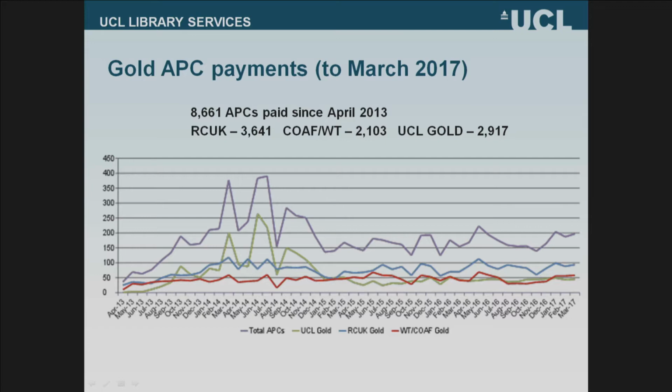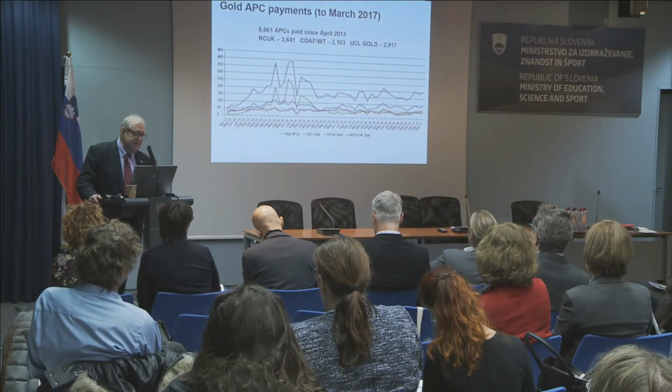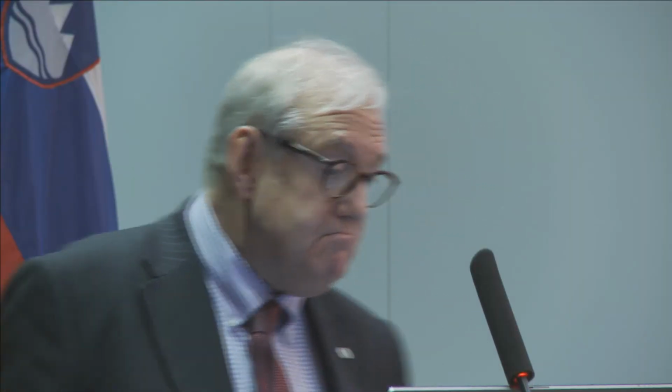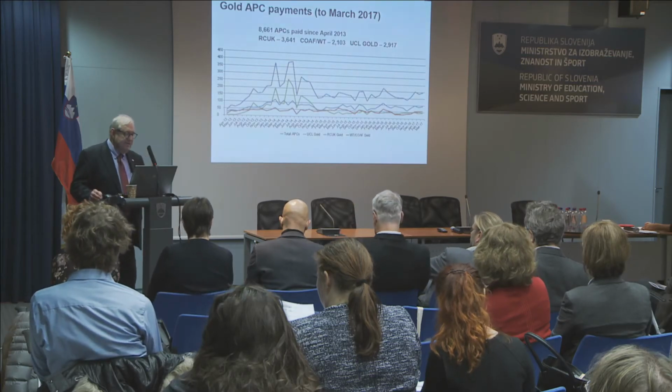UK, we pay just over 3,500 APCs for open access to mainly articles. From charity funding and the Wellcome Trust, they've paid for another 2,000 articles. And then my own university, the UCL Gold line, has paid for just under 3,000 APCs. So in all, since April 2013, we paid just over 8,500 APCs.